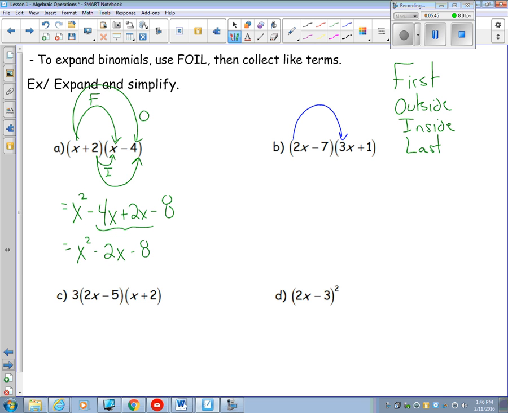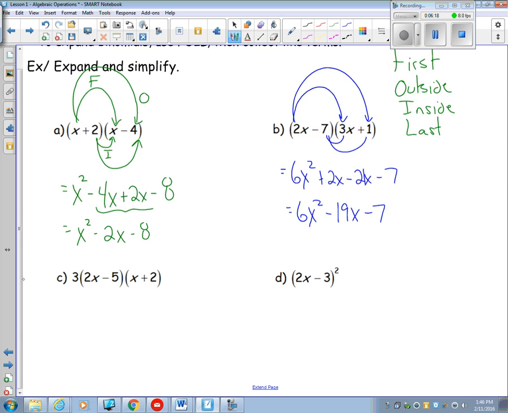Okay. First, outside, inside, last. Collect them up. 2x minus x, there's no x's left anymore. Oh, sorry, that's not 2x, it's 21x there. Typo, 21x. 2x minus 21x is minus 19x. That definitely exists. And we're done. That's it, that's all. Now you can add extra parts and pieces in different places.